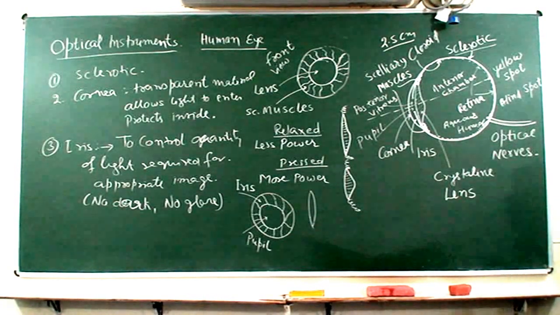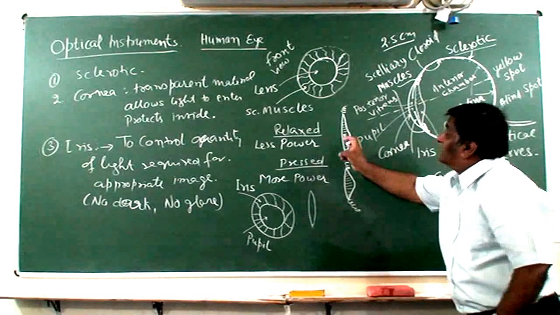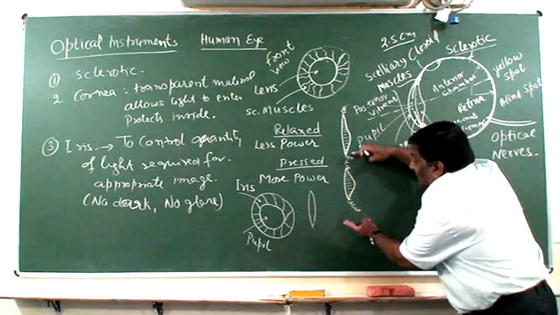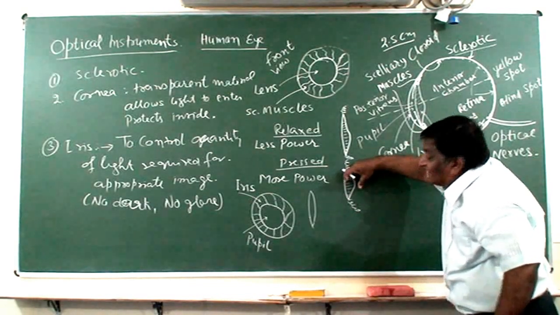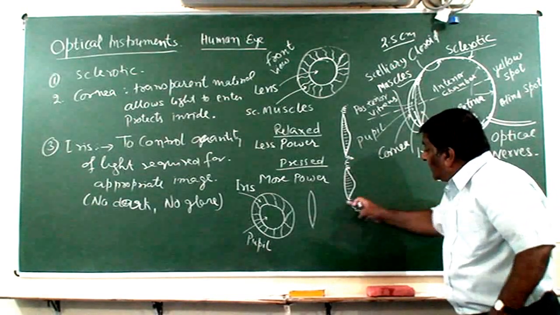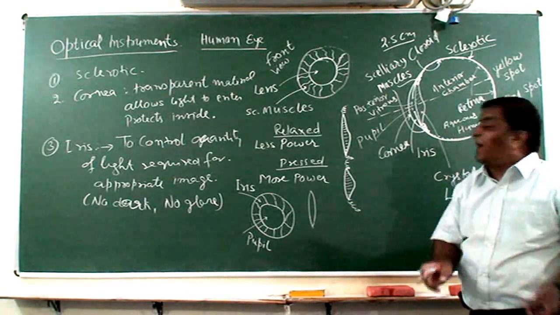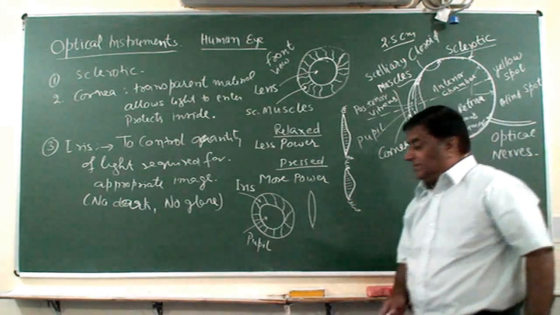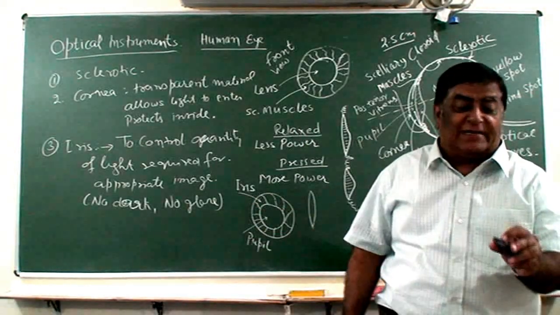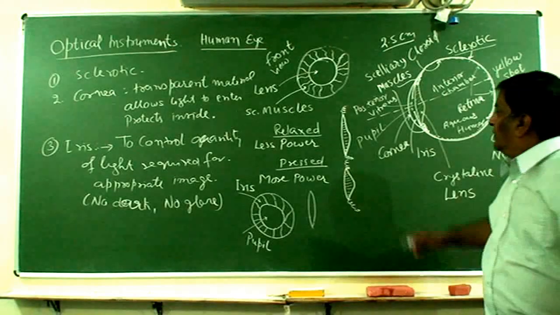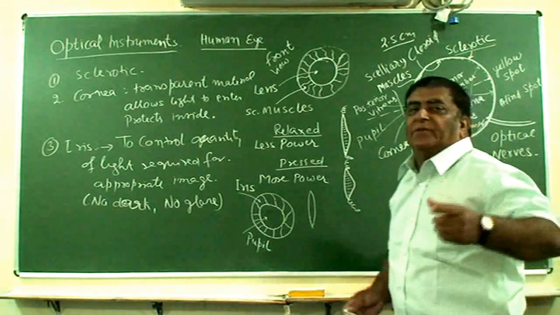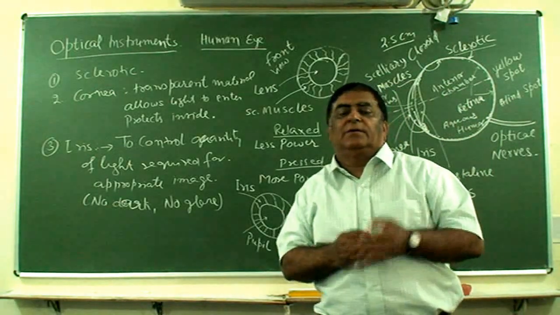If the ciliary muscles are not pressing it, then the lens is thin. If the ciliary muscles press it, then it becomes thick at the center. When a lens becomes thick at the center, this curvature becomes more, and what happens to its power? The power increases. So, the power increases with ciliary muscles when they press. So, the focal length of the lens can be changed. What will happen with the change of focal length?